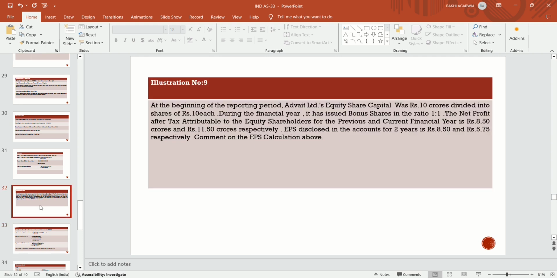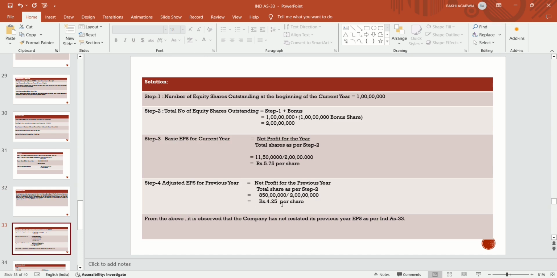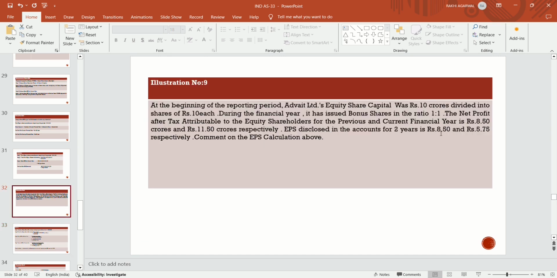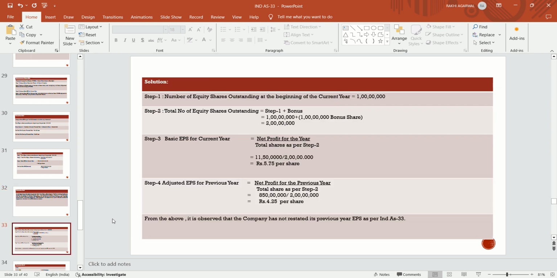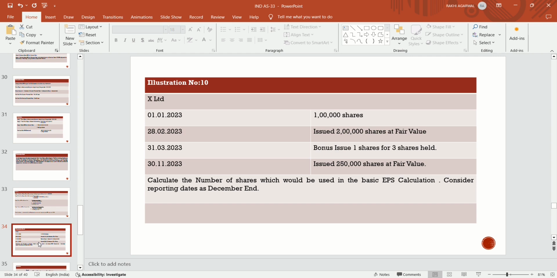Because if the bonus is issued during the financial year and the financial statement is to be prepared, comparative figures are to be given, and in the comparative figures the EPS is also to be restated. So restated EPS is 4.25 per share, and in this case the entity has not restated their EPS. They presented it as it is from the previous year figure. So from the above, it is observed that the company has not restated its previous year EPS as per Ind AS 33. So they have to restate their EPS.